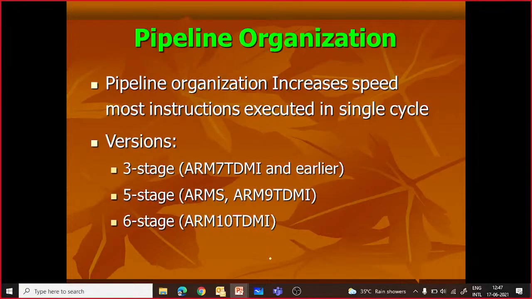We have different versions: the 3-stage pipeline, ARM7 TDMI, which earlier used the 3-stage pipeline; the 5-stage pipeline, ARM9 TDMI; and the 6-stage pipeline, the ARM10 TDMI architecture. So you can see that in a 6-stage pipeline the performance will be 6 times, in a 5-stage pipeline 5 times, and in a 3-stage pipeline the performance will be 3 times that of the normal.